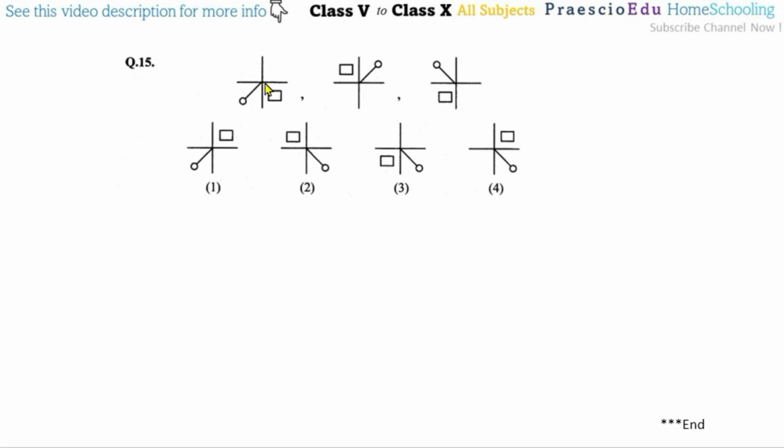Question number 15. This figure and this figure are rotations, or replacements with the opposite quarter. So this comes to the opposite quarter, and this also comes to the opposite quarter. Then the second figure comes. From the third figure, if you apply the same criteria, shifting to the opposite quarter, this will come here, and the circle and this triangle will shift to this one, and these two shapes are given in option number 4.